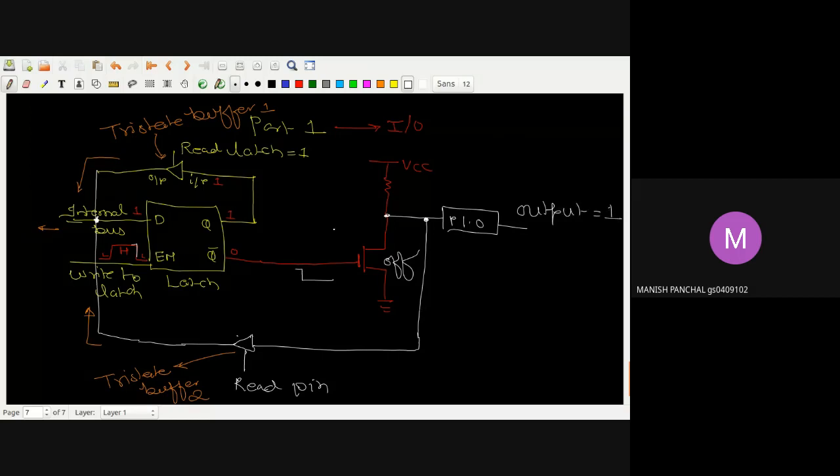Is it clear? So this figure is trying to explain to you that you are writing 1 here and you are getting 1 here. Okay, so at this pin you are getting P as 1. Is it clear? Yes or no?